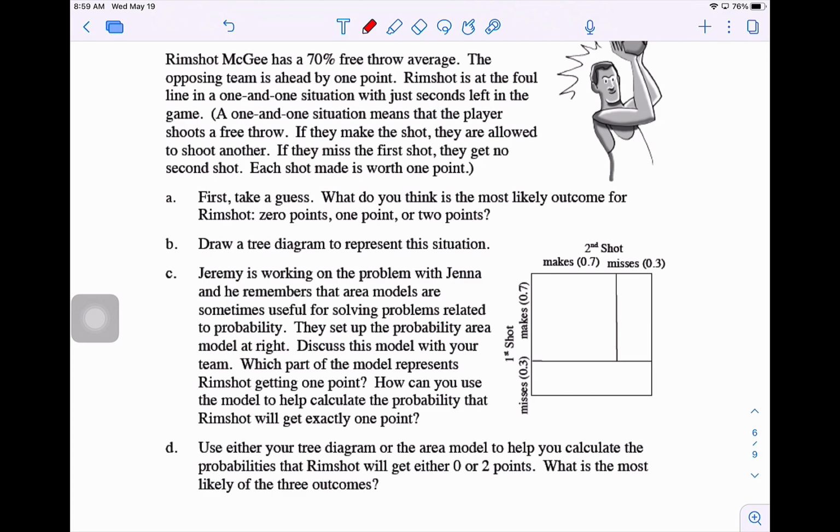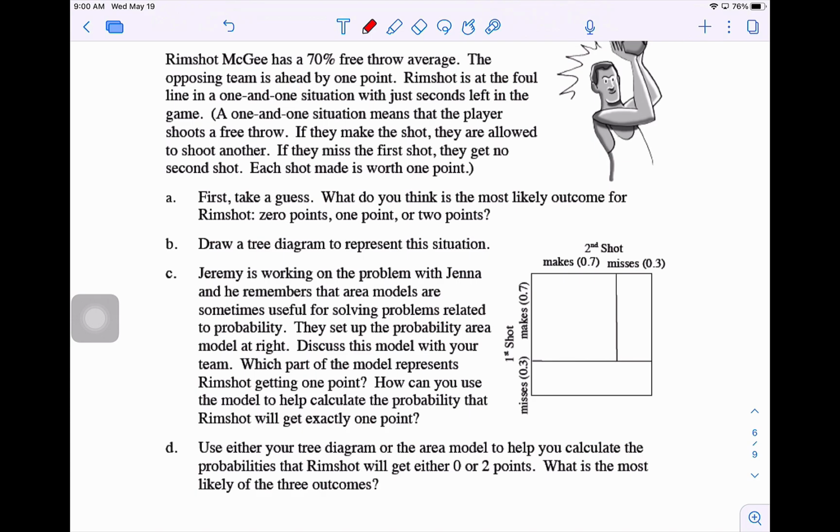And just for those people that are not real familiar with basketball, a 1-and-1 situation means a player shoots a free throw. If they make the shot, then they get a second shot. If they miss the first shot, they don't get a second shot at all. So that's what a 1-and-1 is in basketball. Make the first one, you get a second opportunity. Miss the first one, there is no second opportunity. Okay, that's it.